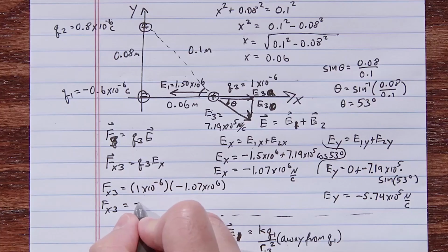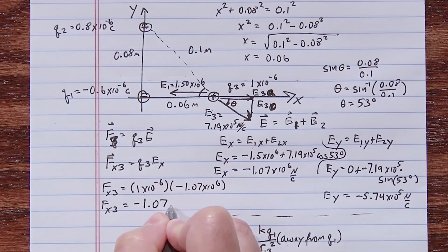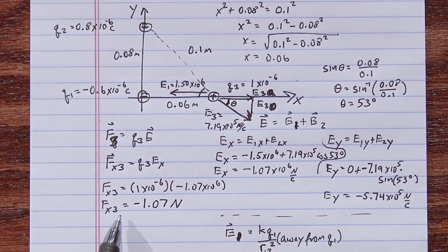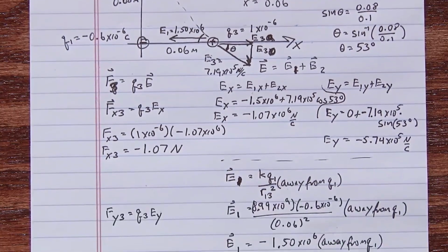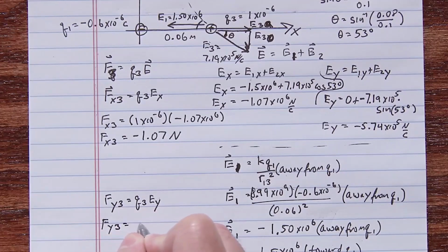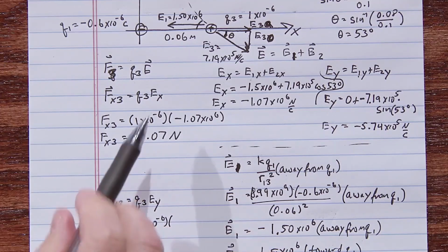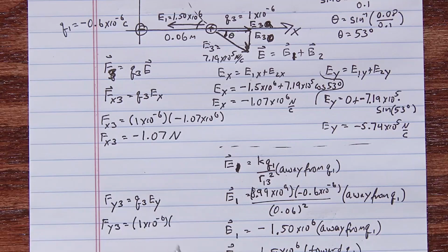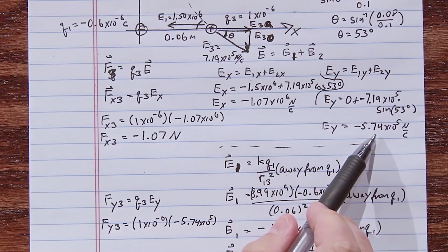That gives me a negative 1.07 newtons. So the net force on charge 3 is in the negative x direction, a negative 1.07 newtons. And the y component, Fy3, is 1 times 10 to the negative 6, that's Q3, times the y component of the electric field, which is negative 5.74 times 10 to the 5. Got that from right here.